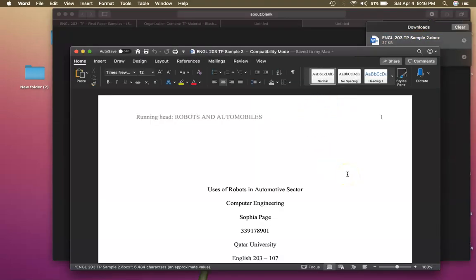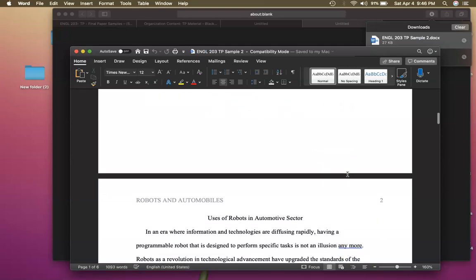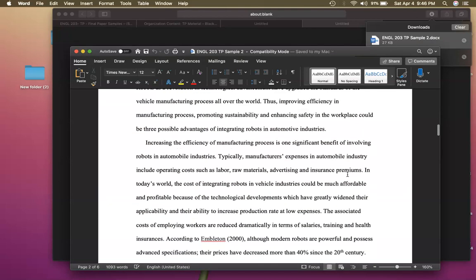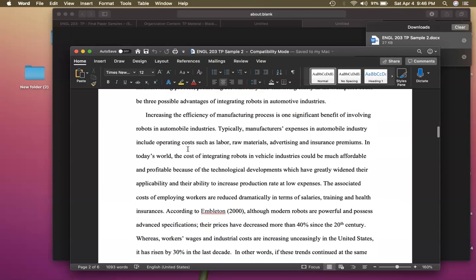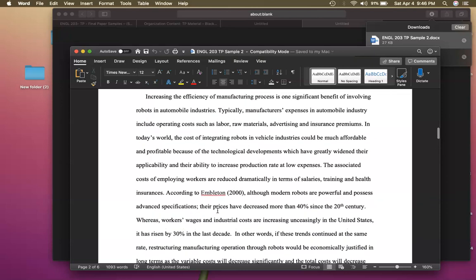Uses of robots in automotive sector, computer engineering. So the first main idea here from this student is improving efficiency in manufacturing process. So robots can improve efficiency in manufacturing process, car industries. Increasing the efficiency of manufacturing process is one significant benefit of involving robots in automobile industries. Typically, you can see sentence 1 is the topic sentence, then sentence 2, sentence 3, and sentence 4. So 3 sentences after the topic sentence are explaining that part.